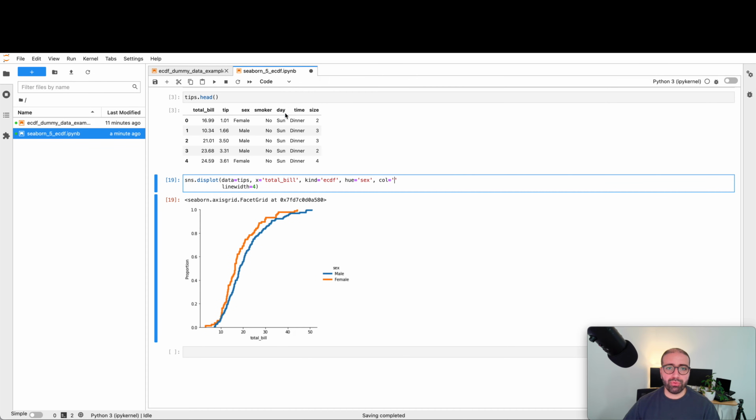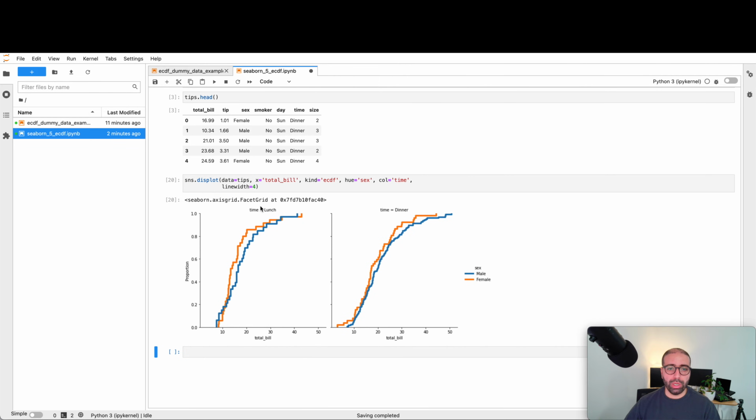And I want to separate the time now. I want to understand what is going on during lunch and what is going on during dinner. Are people spending more money during lunch or dinner time? Now I have one for lunch and I have one for dinner. I can see that during lunchtime, the highest bill goes about $42 to $43. However, during dinner time, it goes to $51. So people are spending more money during dinner.